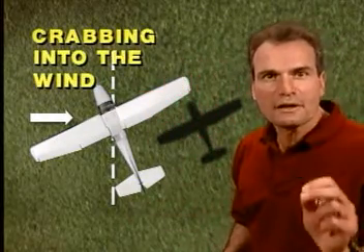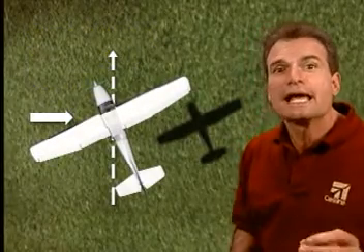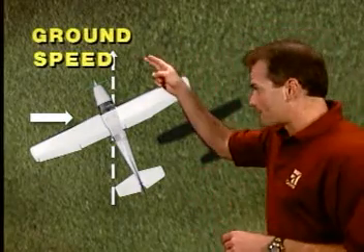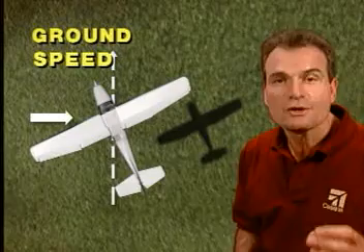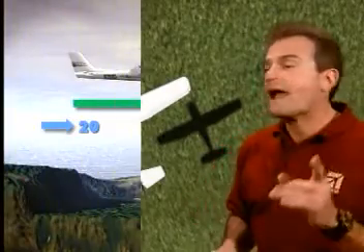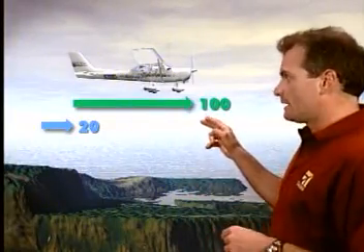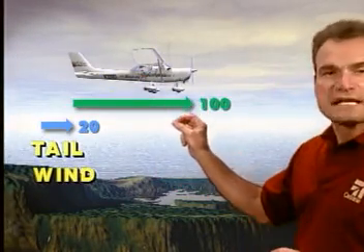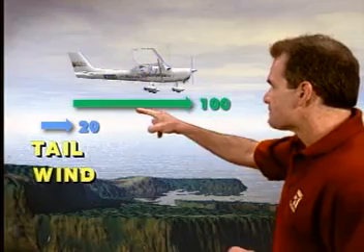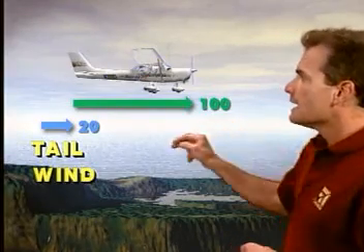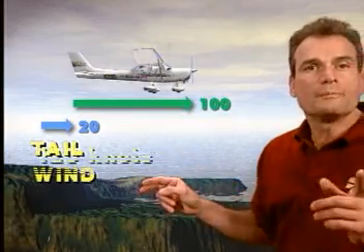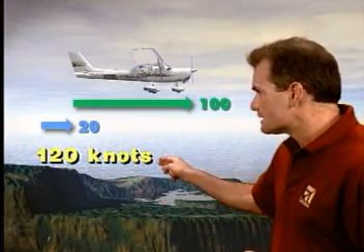And wind not only affects your path across the ground, it also affects your speed across the ground. Not surprisingly, this is called your ground speed. Downwind, or with the wind, you have the fastest ground speed. In other words, you have a tailwind. Let me give you an example. Here your aircraft speed is 100 knots. This tailwind is 20 knots. So your ground speed would be a net 120 knots.